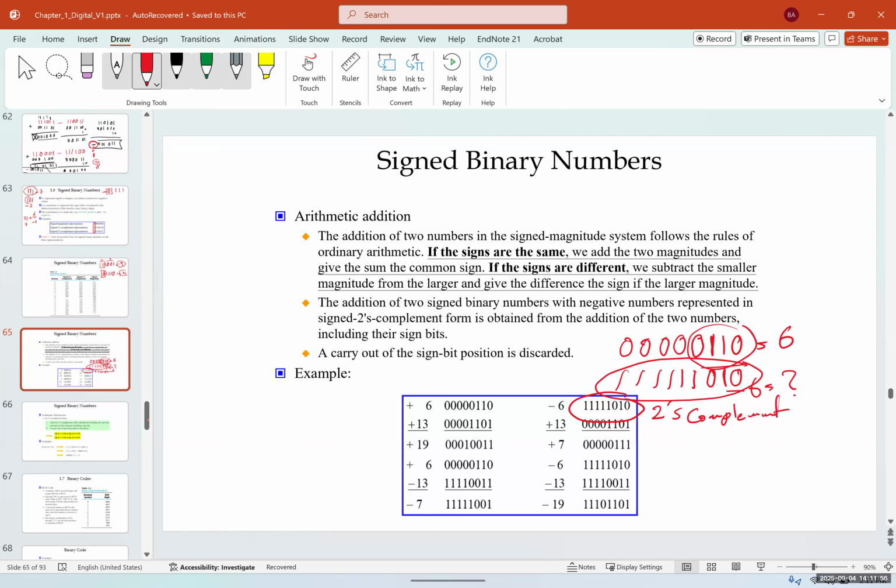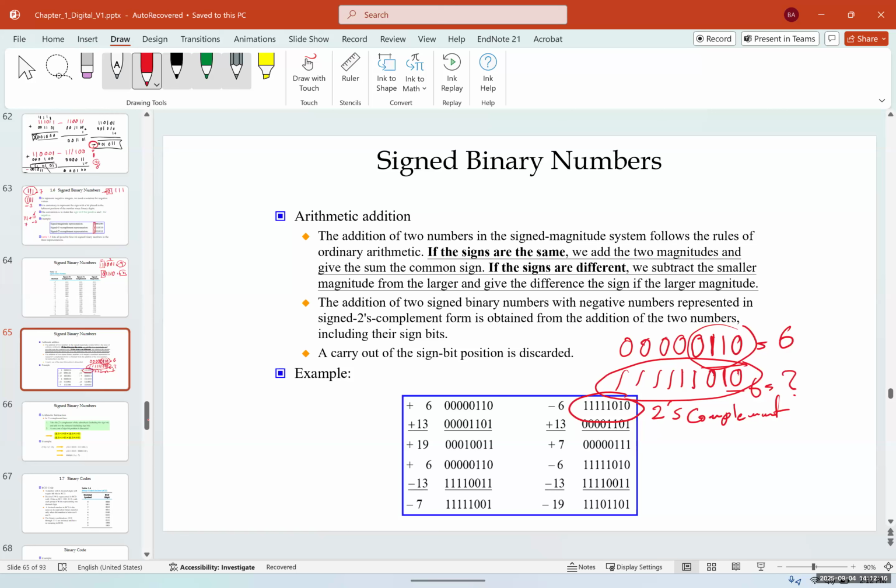So the 2's complement of 6 is going to be, the last 4 digits are going to be 1, 0, 1, 0. And if I add that to +13, which is 0, 0, 0, 0, 1, 1, 0, 1, gives us 7, which is 0, 0, 0, 0, 0, 1, 1, 1.